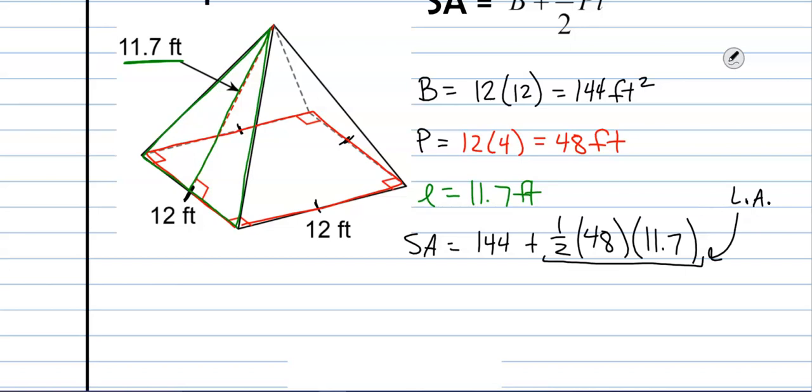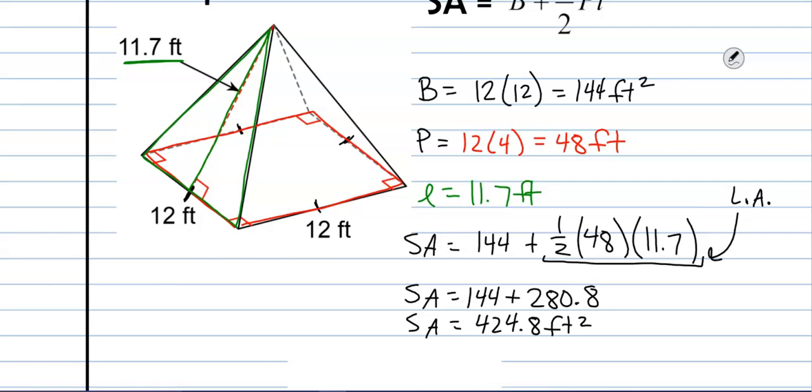And we come up with 280.8. So surface area equals 144 plus 280.8. And then our final answer, if we add those two things together, is 424.8. And the surface area is always in square units, so in this case, square feet.